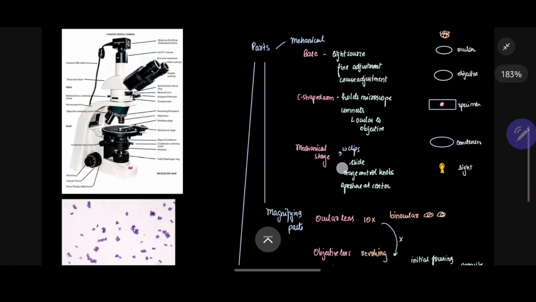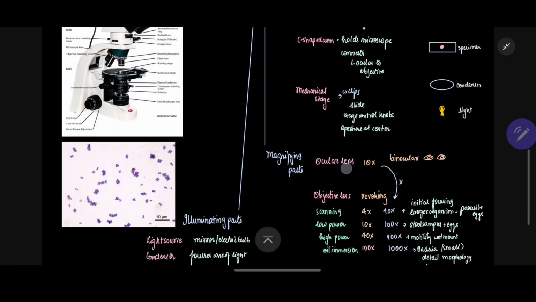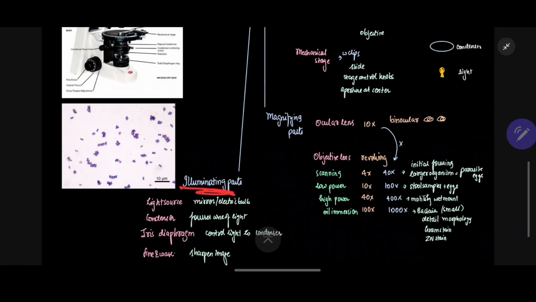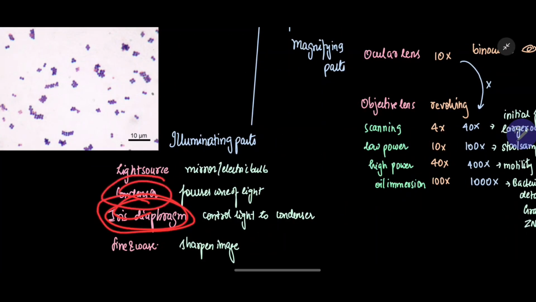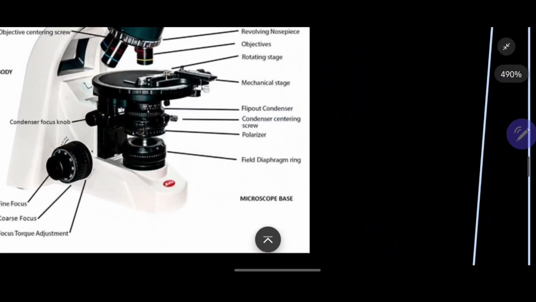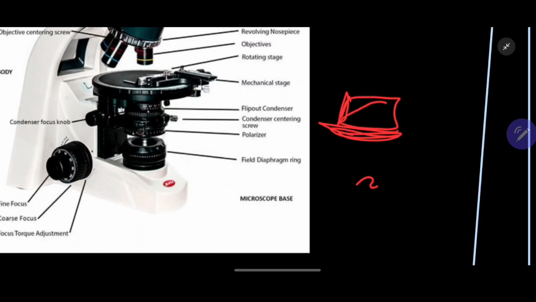Okay, so we've looked at all the parts: the mechanical parts, the magnifying parts, and the illuminating parts. In the illuminating parts, there's also the iris diaphragm and condenser. This is your light source, right? When your light comes, there is a condenser, which will help you condense the light on the slide. It will help you focus. And your iris diaphragm, which is present somewhere here, will help you adjust how much light is led through this condenser onto the slide.